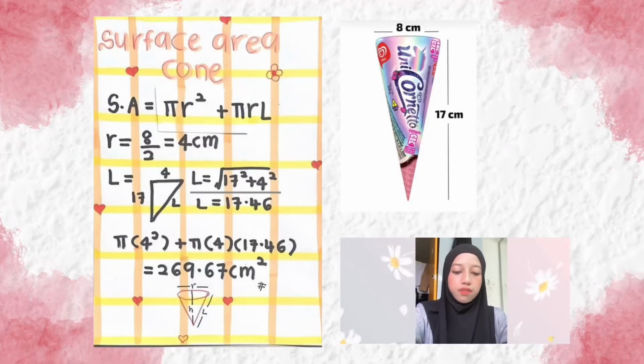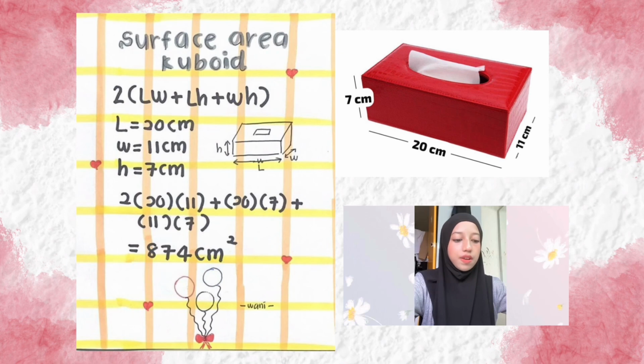To find the surface area of a cone, the formula is pi r square plus pi r l. R equals 8 over 2, then you get 4 cm. For L, we have to use the Pythagorean theorem, so L equals 17.46. Then substitute the values into the formula, so the answer is 269.67 centimeters square.